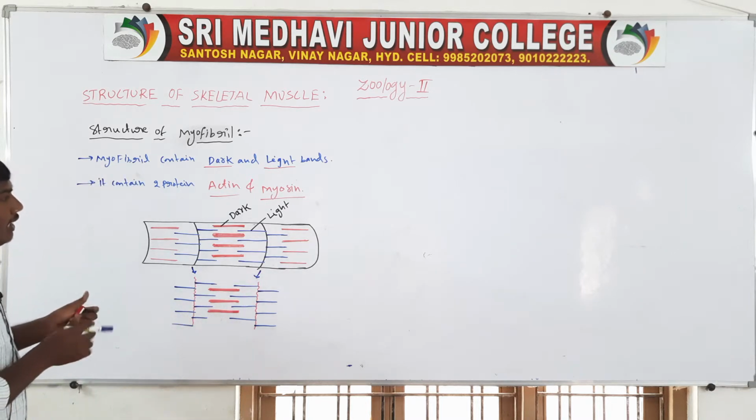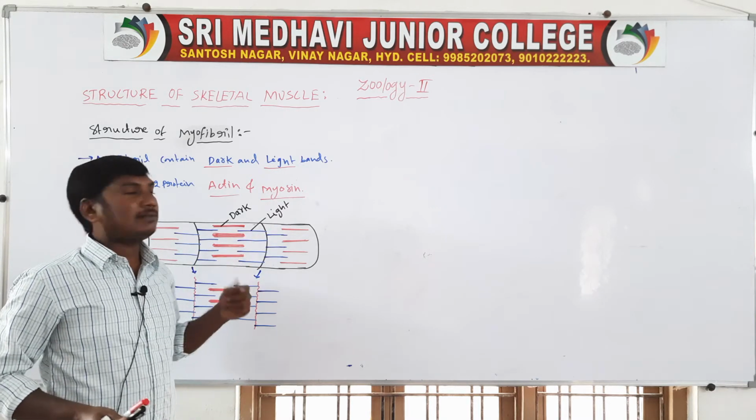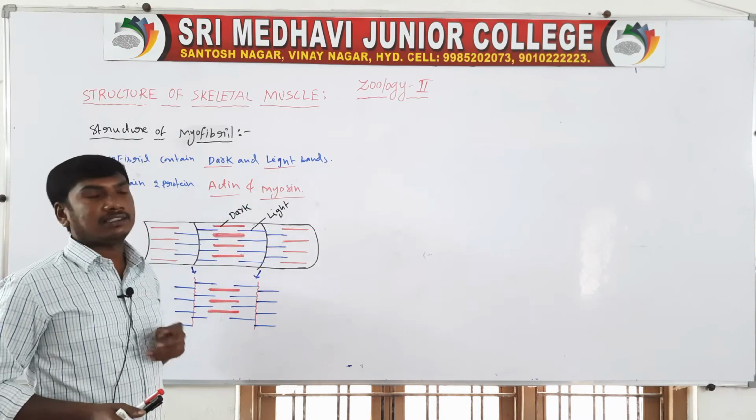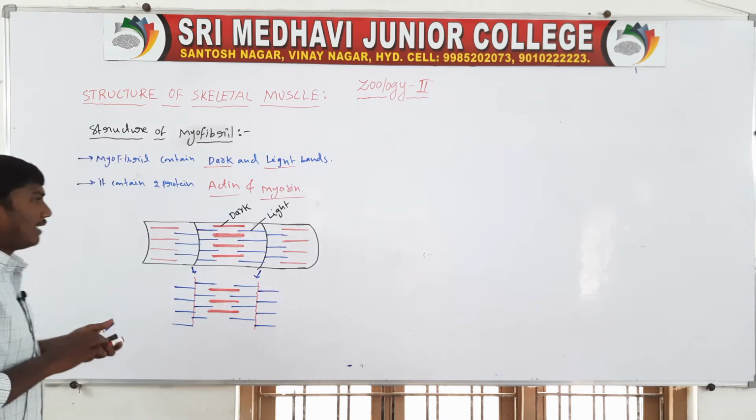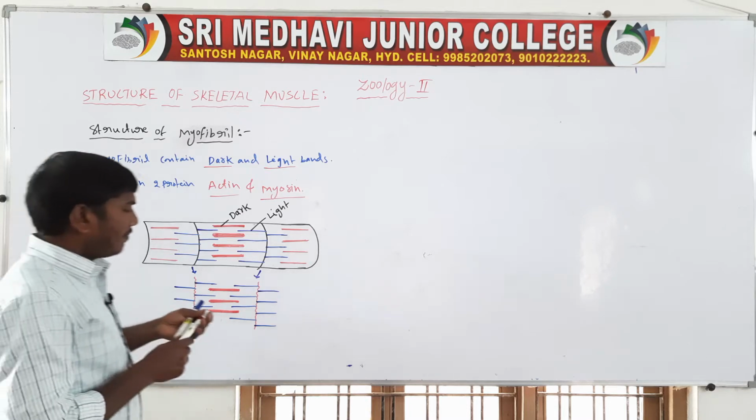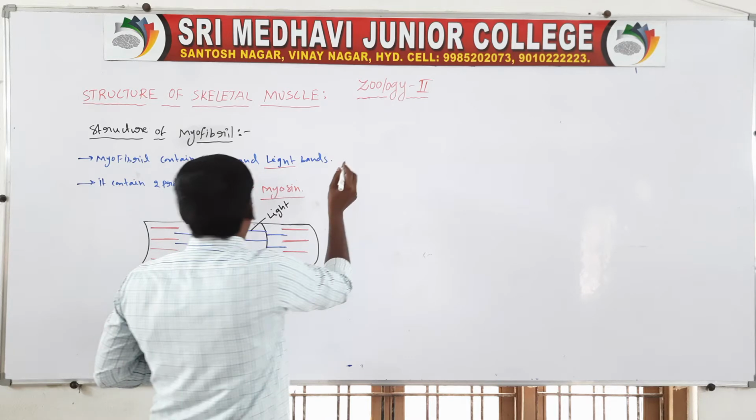So these are the myofibrils. The myofibril contains a dark band and light bands. They also contain two proteins, actin and myosin. First of all, the light band.